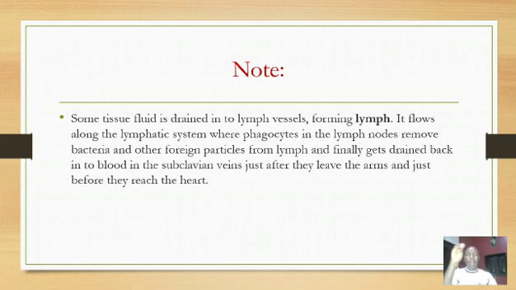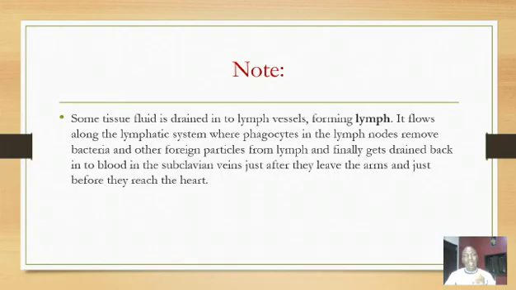It joins the blood circulatory system at a point where we have the subclavian veins. Subclavian veins drain blood from the four limbs. Therefore, lymph joins the blood circulatory system at a point where it joins with blood from the subclavian veins.